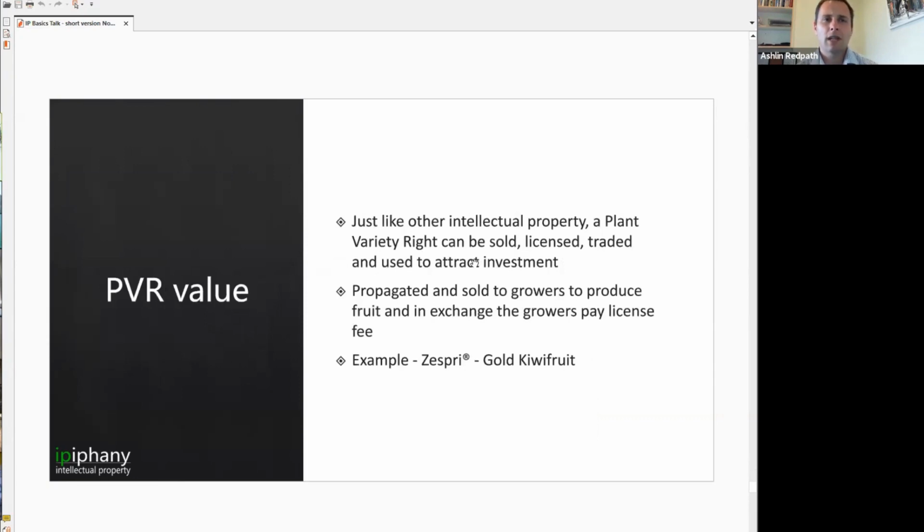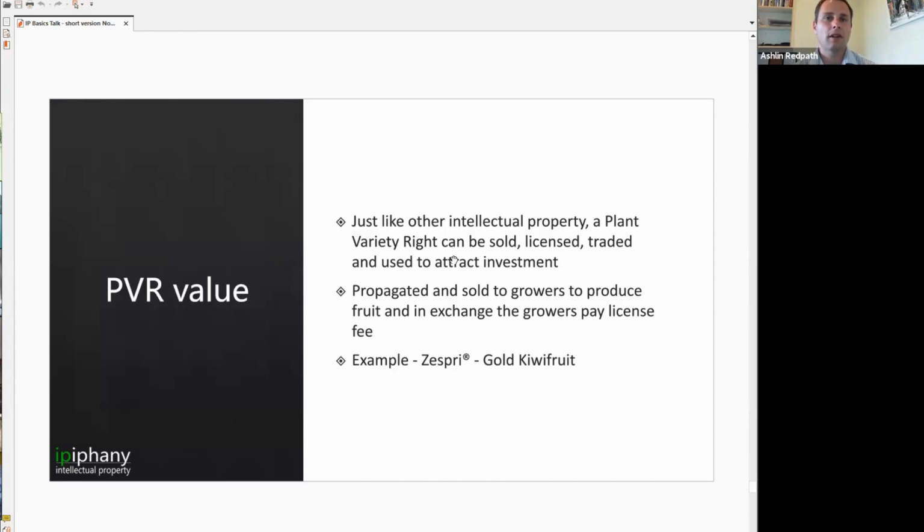So ZESPRI and the gold kiwifruit is probably something you're aware of that's covered by PBRs, and they've made a lot of money out of that PBR. It can be used like any other form of IP. You can sell it, you can license it. So the licensing of plant varieties is big business. Apples, New Zealand is quite big on this front because we have quite a big horticulture industry developing apples, kiwifruit and so on.